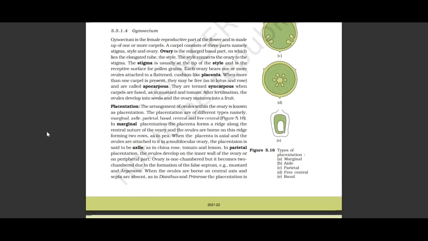Let us discuss the gynoecium. Gynoecium is the female reproductive part of the flower and is made up of one or more carpels. A carpel consists of three parts, namely stigma, style, and ovary. Ovary is the enlarged basal part on which lies the elongated tube, the style. The style connects the ovary to the stigma. The stigma is usually at the tip of the style and is the receptive surface for pollen grains.